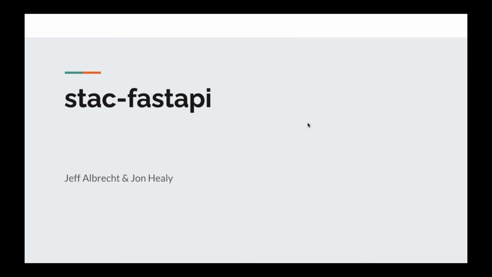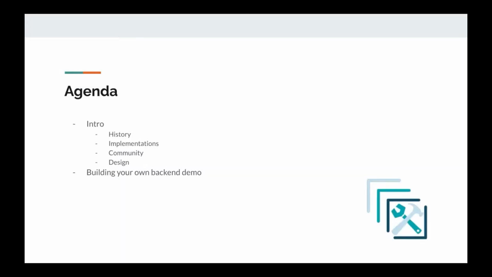Cool, and we're going to be talking about STAC FastAPI, which is an API layer that implements the STAC API spec. We have a quick little agenda. We're going to start with an intro and walk through the history, some of the community around the project, and some of the design principles. And then John is going to take the lead and show some coding examples, so that by the end of the presentation, those of you who are listening should have a better understanding of how you could use this Python library, STAC FastAPI, to stand up a STAC compliant API to serve your STAC data.